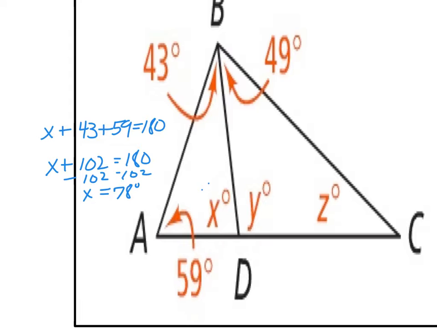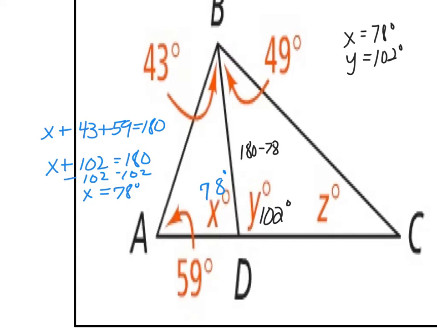So I know that this angle right here, angle x, is 78 degrees. Now, if you know that this angle is 78, you should be able to figure out this one because these two form a straight line. So x and y essentially are a linear pair. To figure out y, I'm going to take 180 minus 78, and that means y is 102 degrees. So right now I know x is 78 and y is 102 degrees.